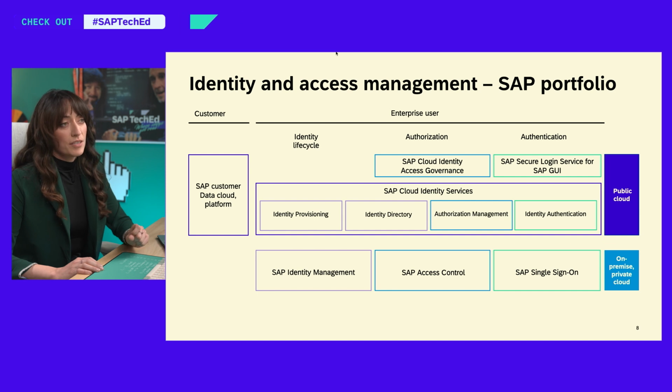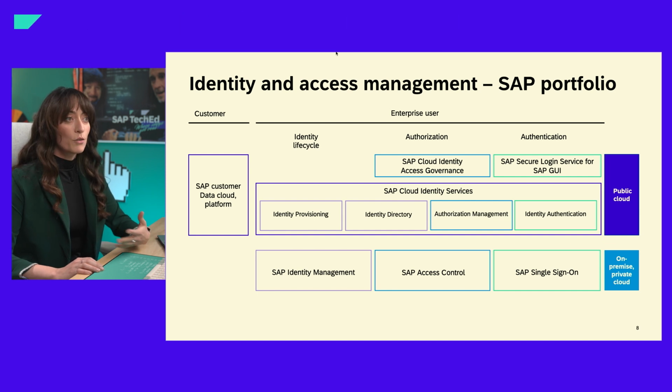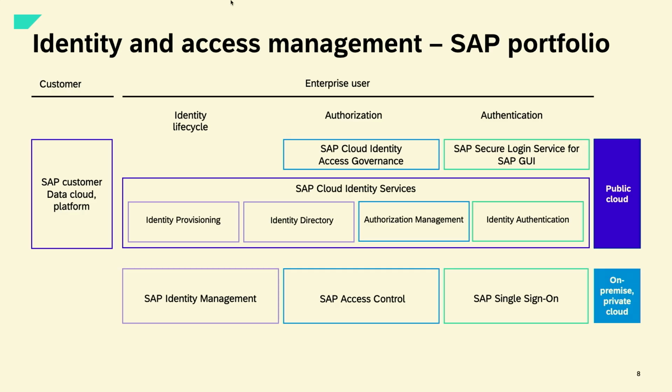Then the third pillar would be authentication, because it's not enough to have a user with the right authorizations. We have to make sure that those users who log into our systems are really the genuine users that are supposed to log in and not someone else pretending to be those users. So that being said, now let's see what are our products in our portfolio. We differentiate between customer users and enterprise users. For customer users, we have SAP Customer Data Cloud. And for enterprise users, we have this product portfolio on the right side of the page that we will focus on in the next minutes.